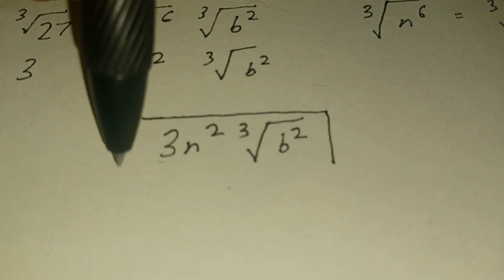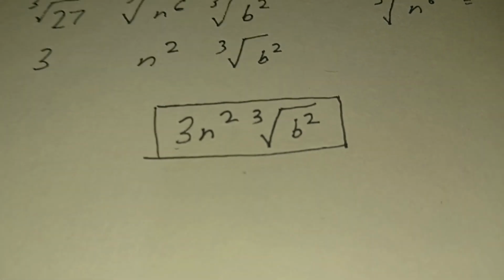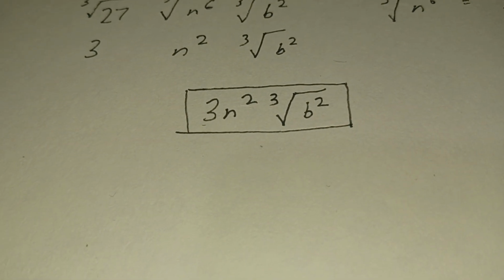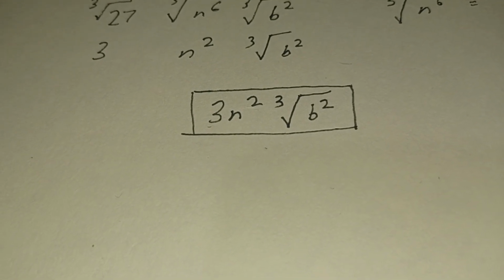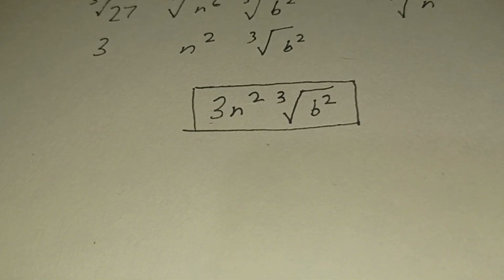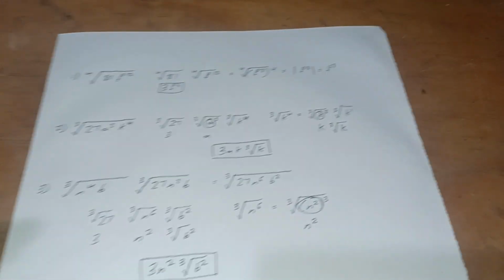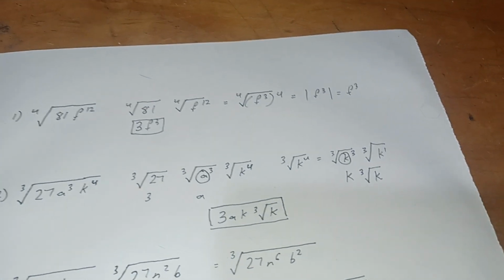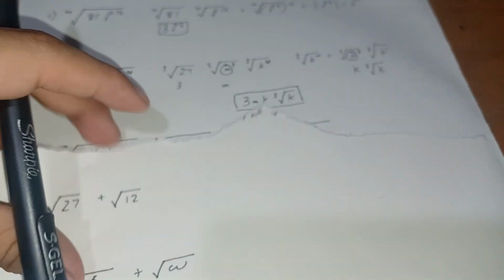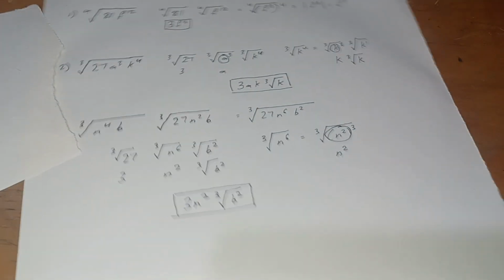Make sure everything makes sense. Everything is fine, no mistakes have been made. 3n squared times the cube root of b to the second power. That is how you do number 3, but I have 2 more examples to show you right here. Let's just flip this over.